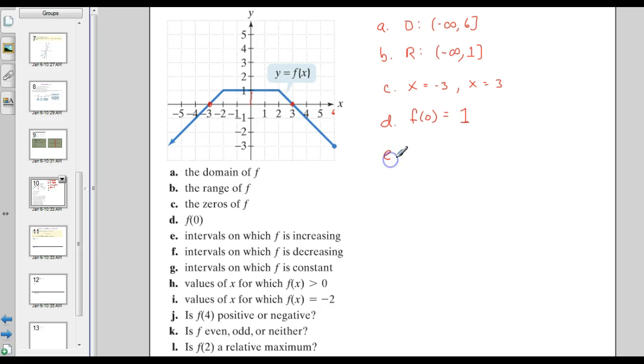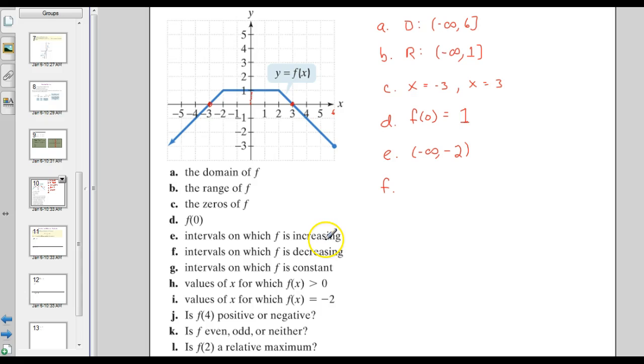Alright, E. Intervals on which f is increasing. Increasing means it's going up from left to right. Again, because of the arrow, we have to say it starts increasing at negative infinity. And it keeps going up and up and up until we get to right here, negative 2. So at negative 2, it stops increasing. It never goes back uphill again. It goes constant and then decreasing. So that's the only interval where we're increasing.